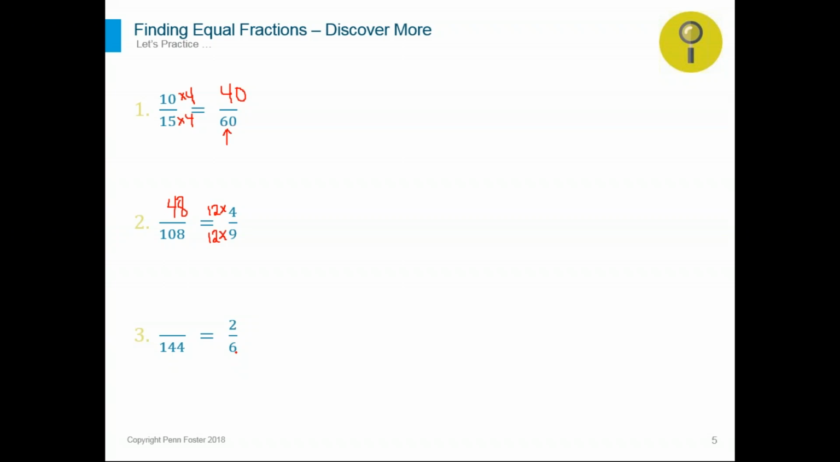The same thing, 2 over 6 equals what over 144? Again, 2 over 6 is the given fraction. 6 times what will give you 144? Not sure? Divide 144 by 6, and that will give you the factor that you're going to use to find the numerator for the equal fraction. 6 times 24 should equal 144. Do the exact same thing on the top, times 24. 24 times 2 is 48. So 48 over 144 is an equal fraction to 2 over 6.